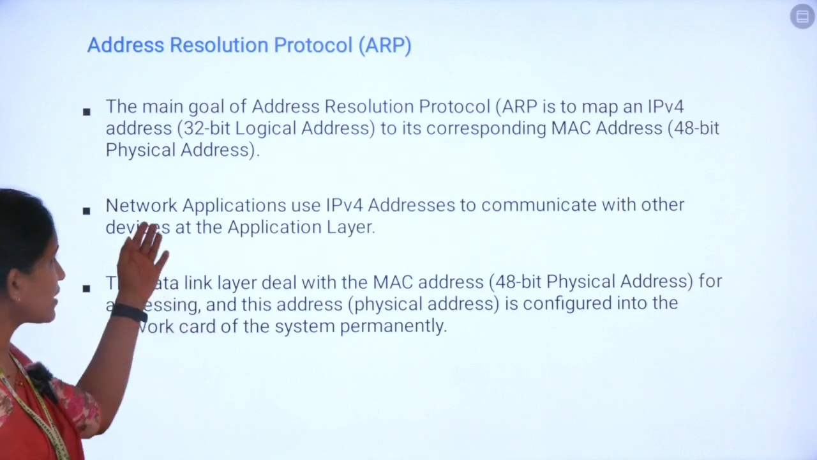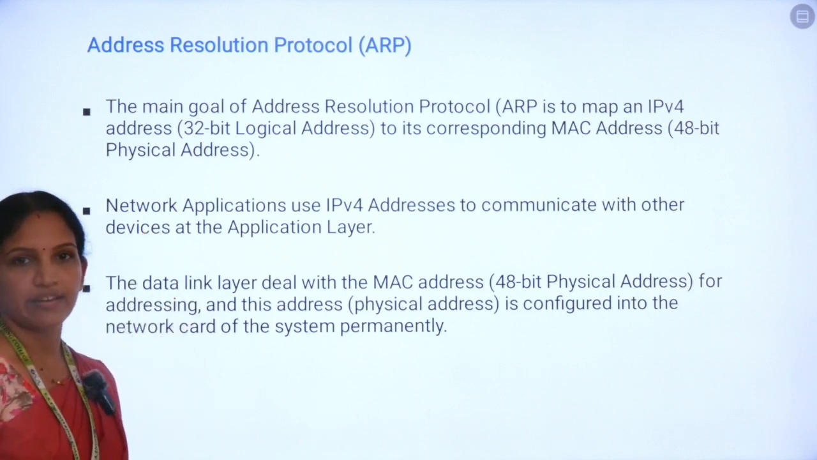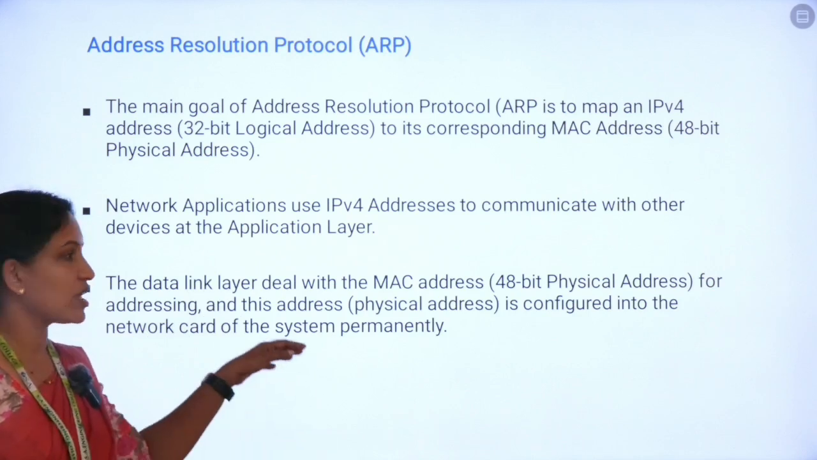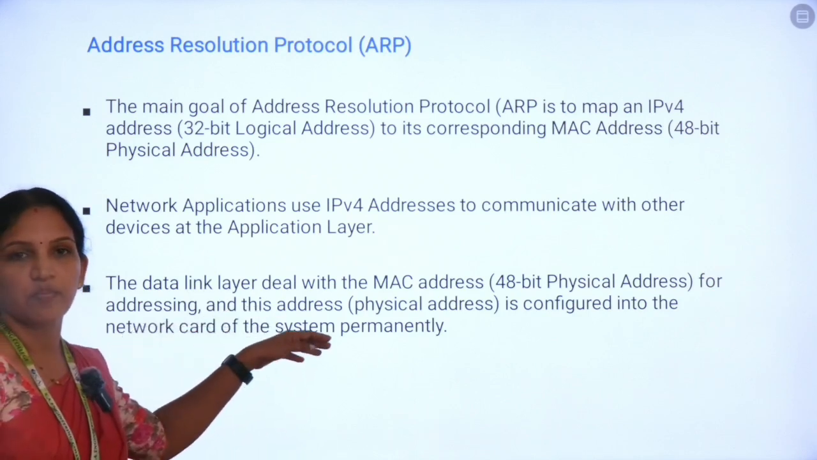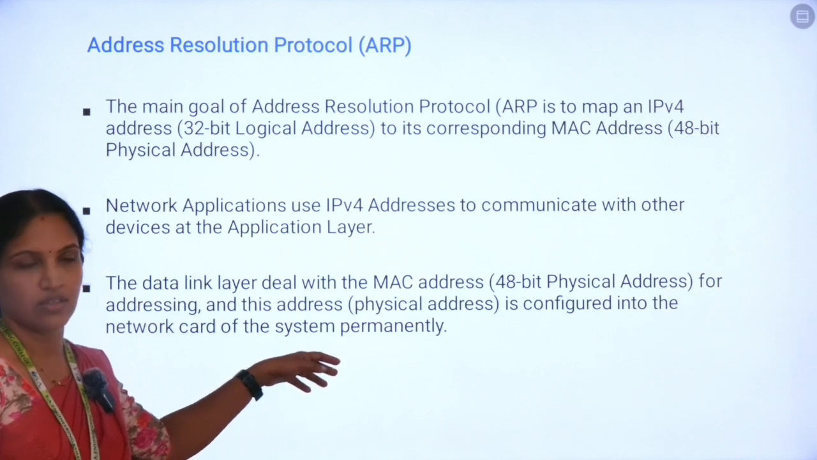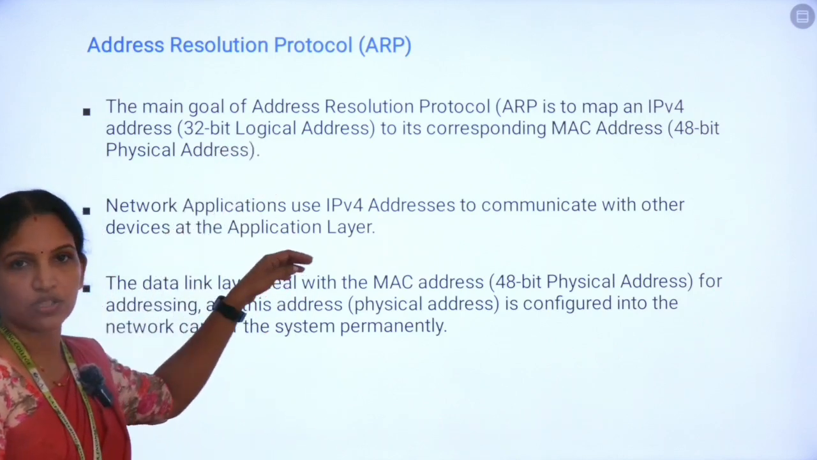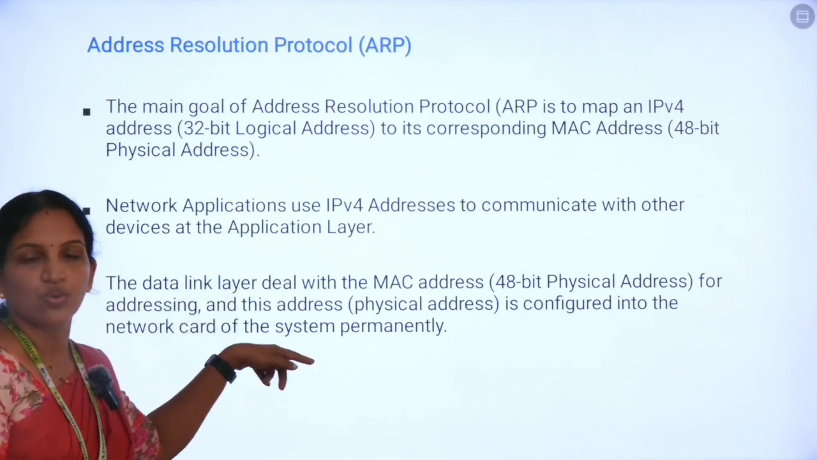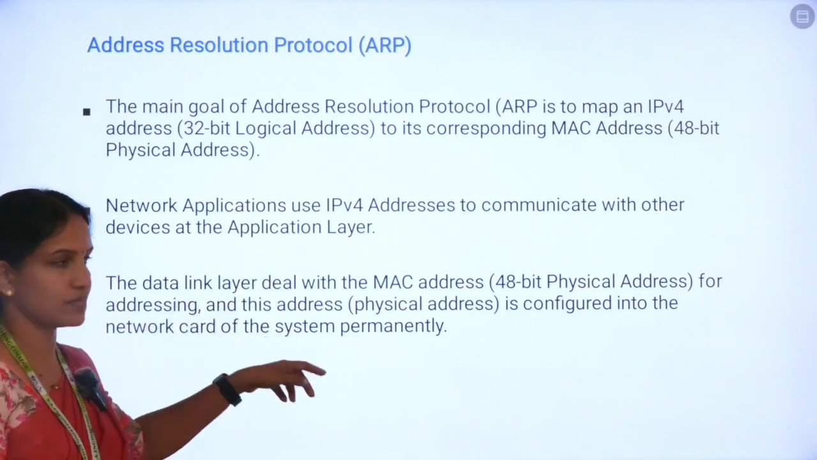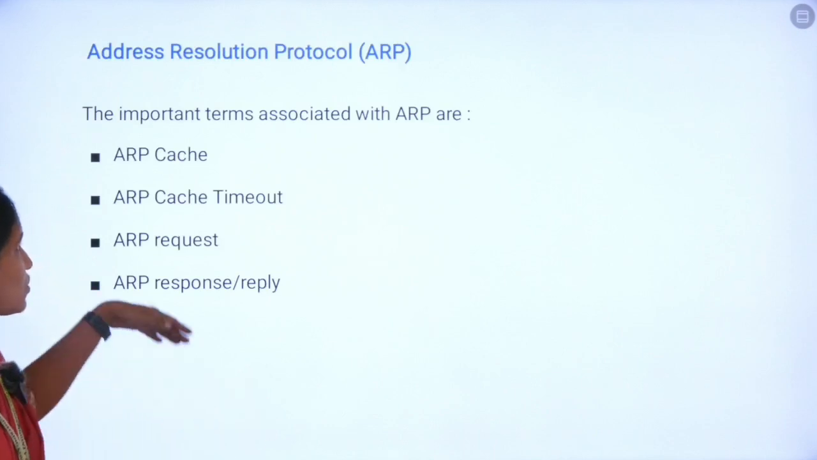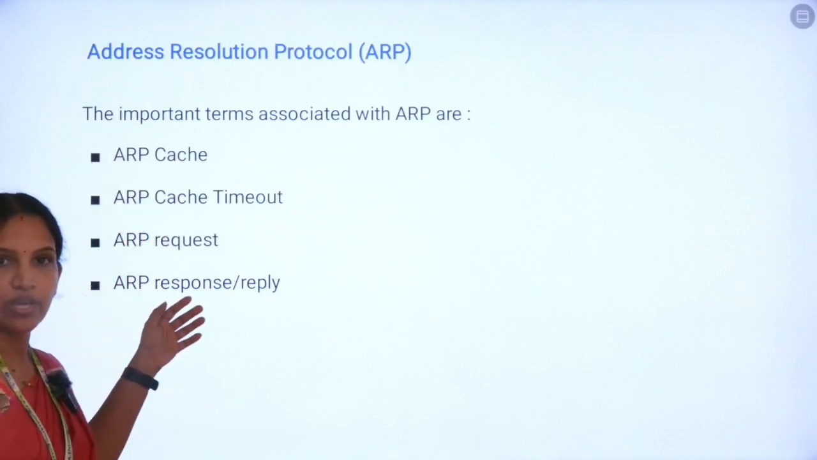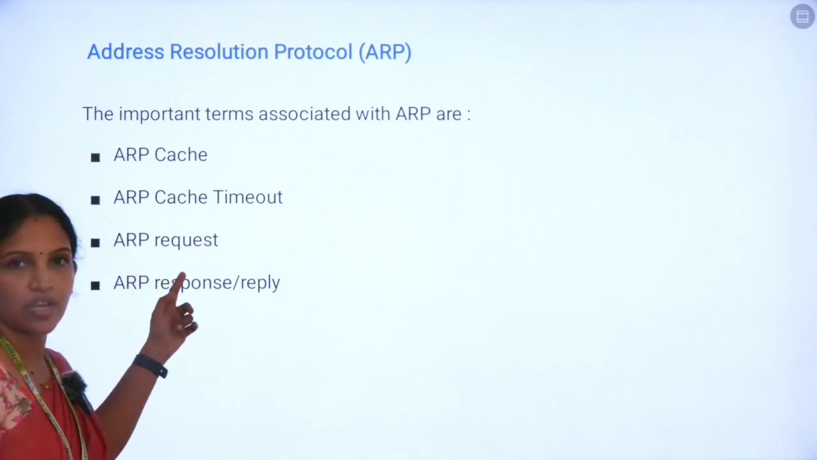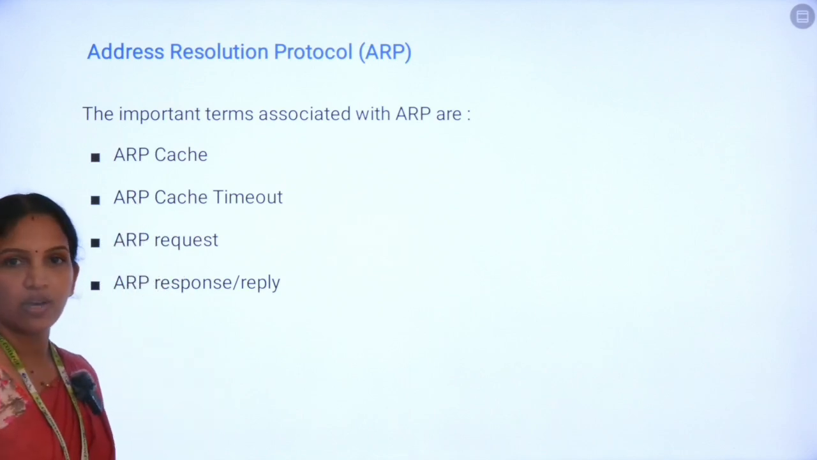Usually the network applications use IPv4 addresses, which are 32-bit addresses, to communicate within the application layer. But when coming to the data link layer, it deals with the MAC address, which is a 48-bit address. So the responsibility of ARP is to map this 32-bit IP address into the 48-bit MAC address. These are some important terms associated with ARP: ARP cache, ARP cache timeout, ARP request and ARP response or reply.